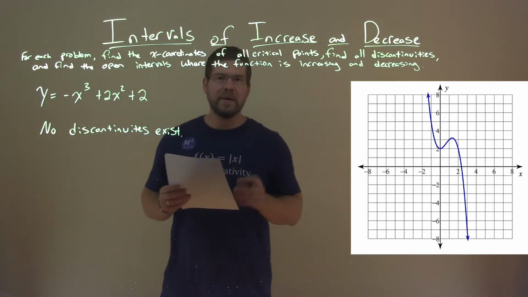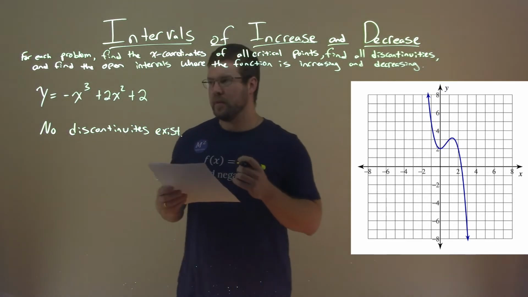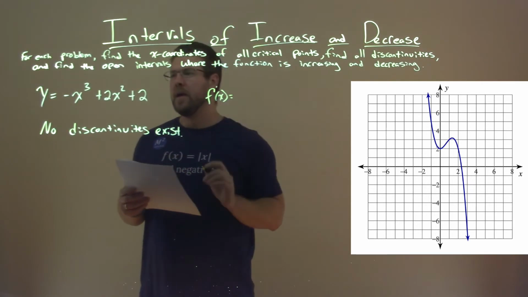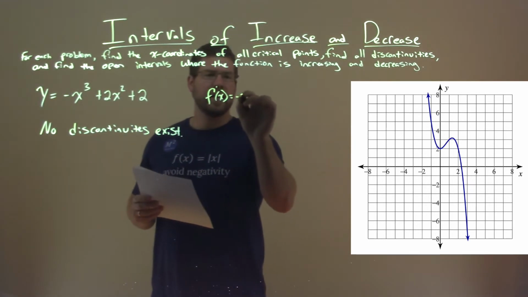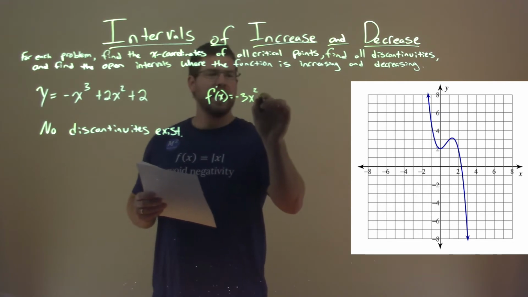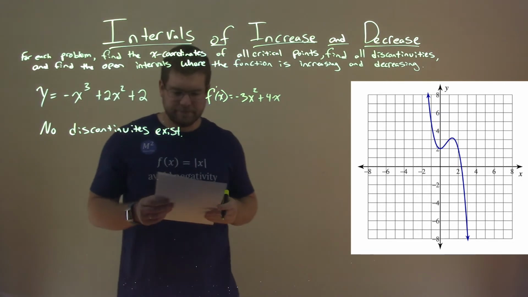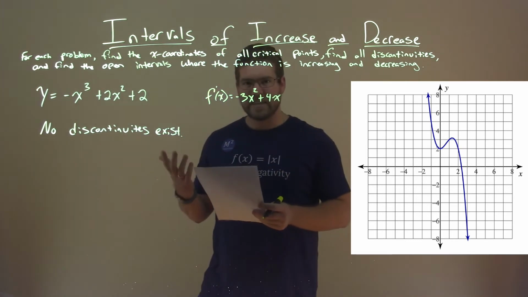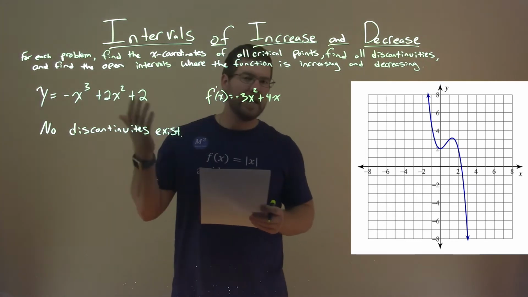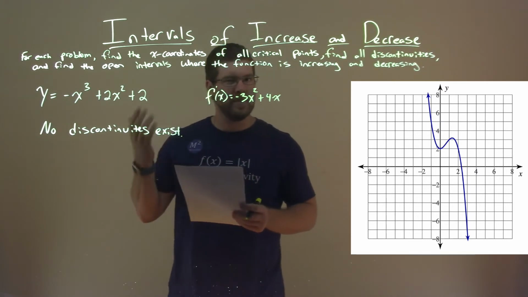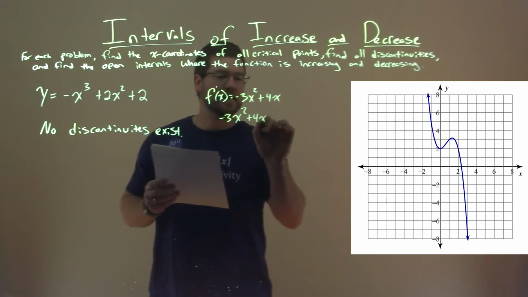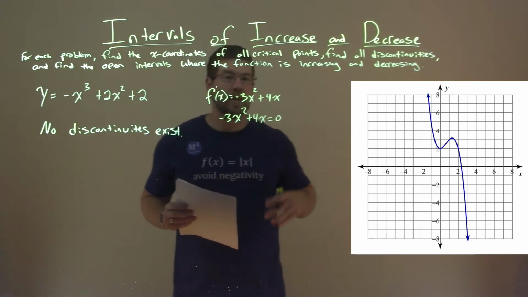So to do that, we need to find the derivative of this function. So f prime of x, let's call it here. And we take the derivative, power rule, negative 3x squared plus 4x. Okay? From there, we need to solve for x. We set it equal to 0. We're finding where the derivative crosses the x-axis. So we take negative 3x squared plus 4x, set it equal to 0, and we solve.